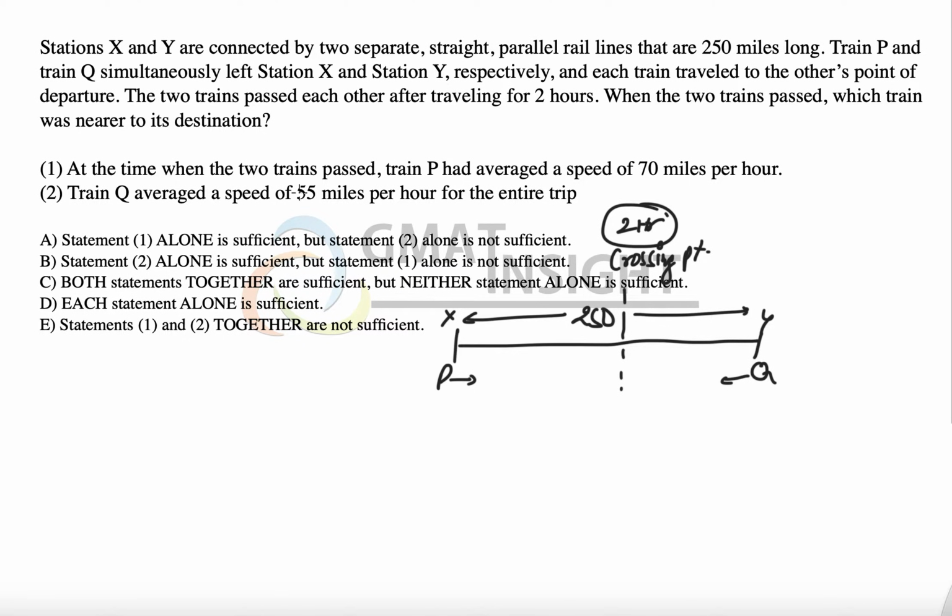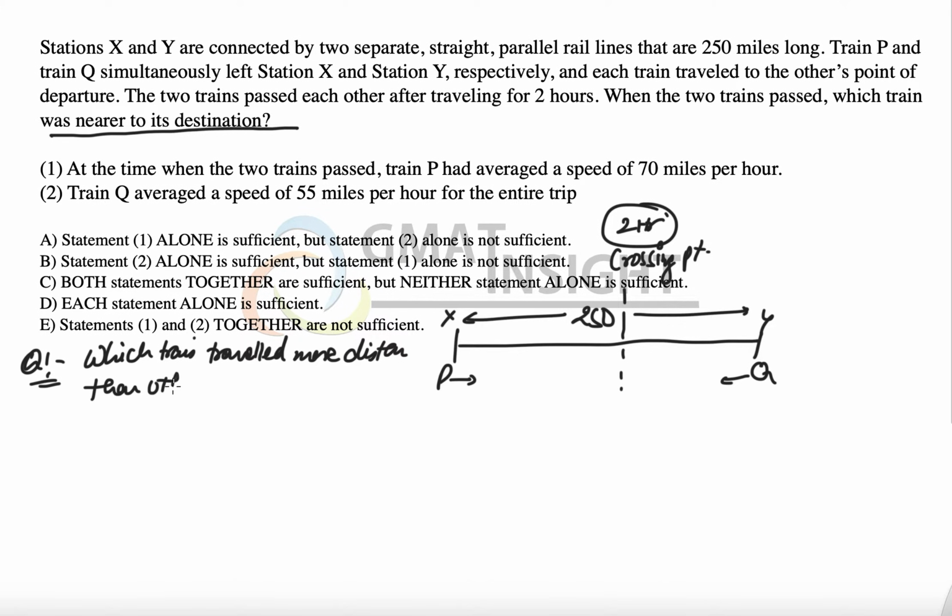When the two trains passed, which train was nearer to its destination? Then we can answer this question simply by knowing the speeds, because the train that will have greater speed will definitely travel the greater amount of distance, and that's what the question is asking, which train was nearer to its destination. That means which train traveled greater distance, right? Which train traveled more distance than the other till the meeting point. That's especially to be mentioned, till the meeting point or the crossing point.